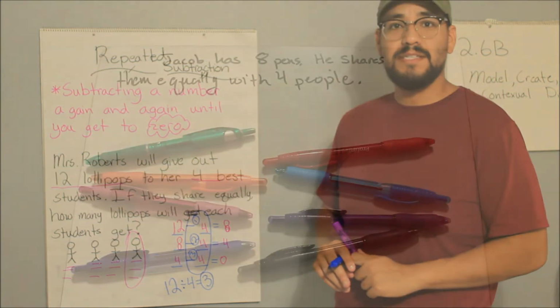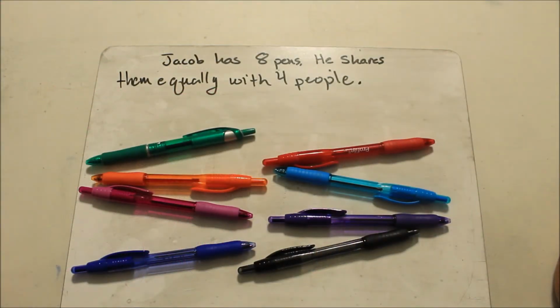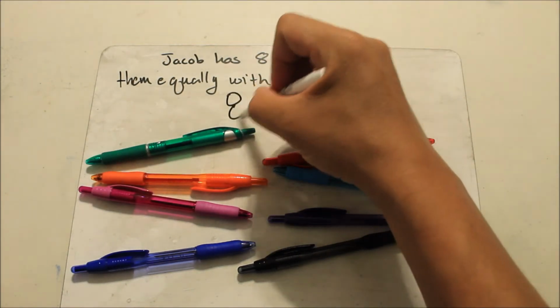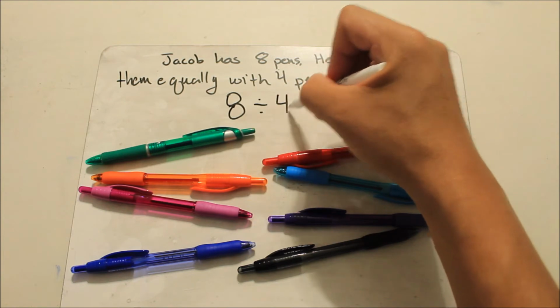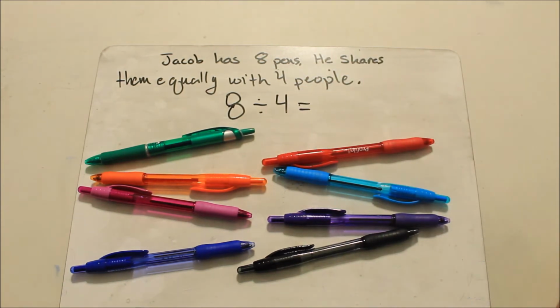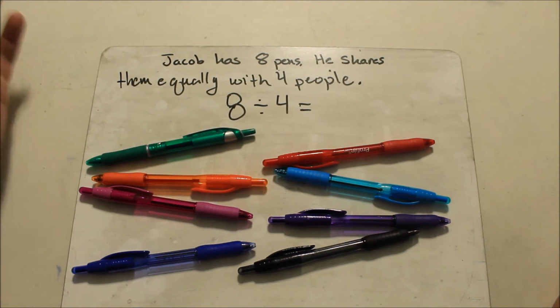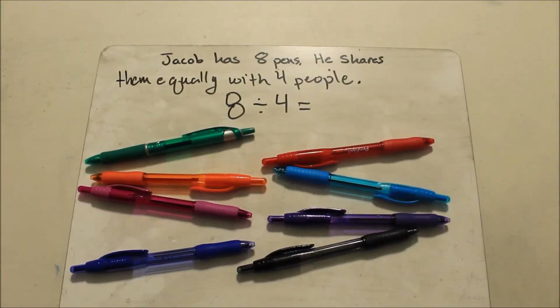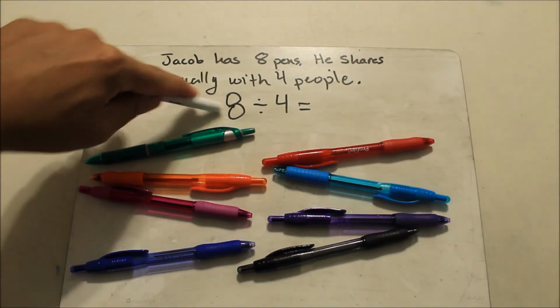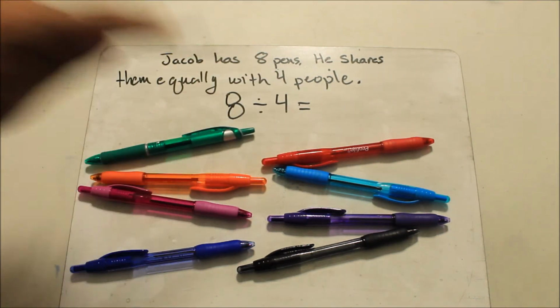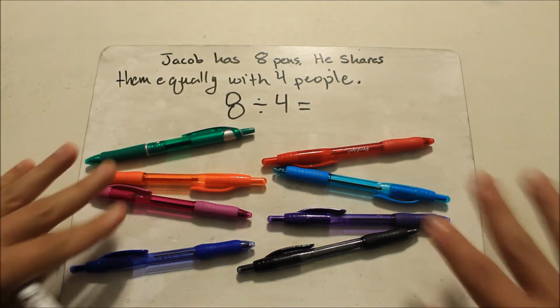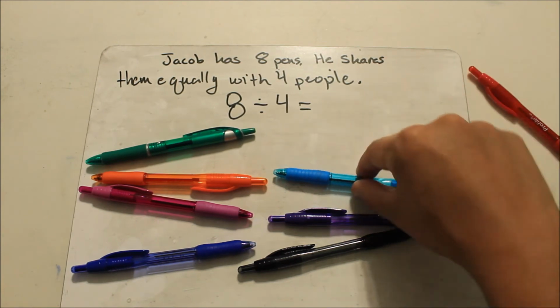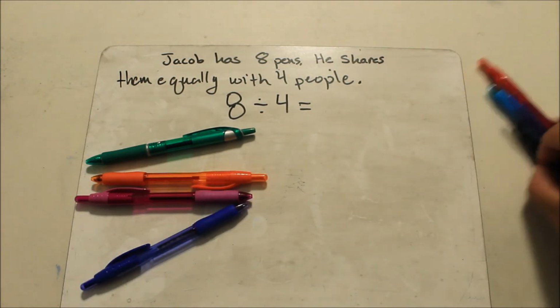Let's go to the desk to practice. Jacob has 8 pins. He shares them equally with 4 people. So our problem starts off with 8 being divided by 4 groups. We talked about this problem earlier. Now we're going to do it with repeated subtraction, physically moving the pins. To do repeated subtraction, I start off with 8 and I subtract 4 from 8 until I get to 0. So I start off with 8, I take away 4, so 1, 2, 3, 4.